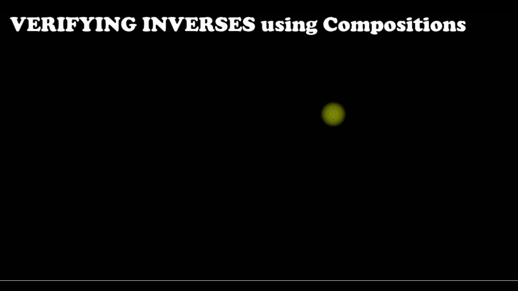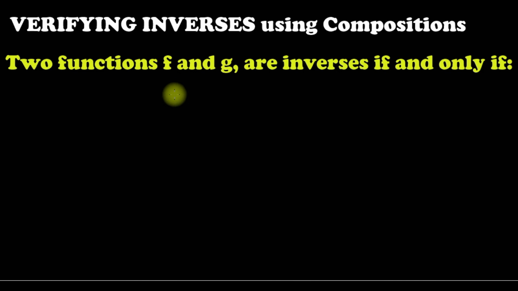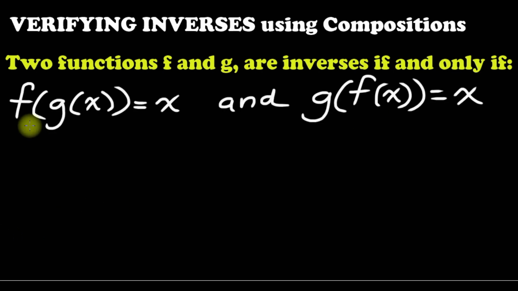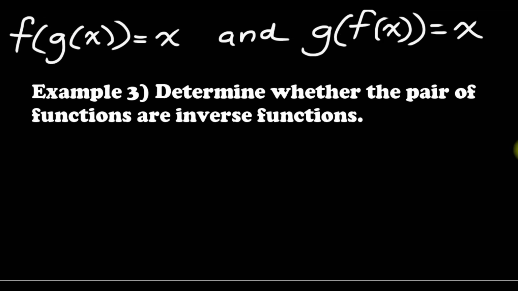So next I'm going to show you guys how to verify inverses using compositions. Two functions, f and g, are inverses if and only if you can verify that f of g of x is x and then g of f of x is x. So these are two composition functions that you have to show in order to verify the two given functions are inverses. Let's take a look at an example.